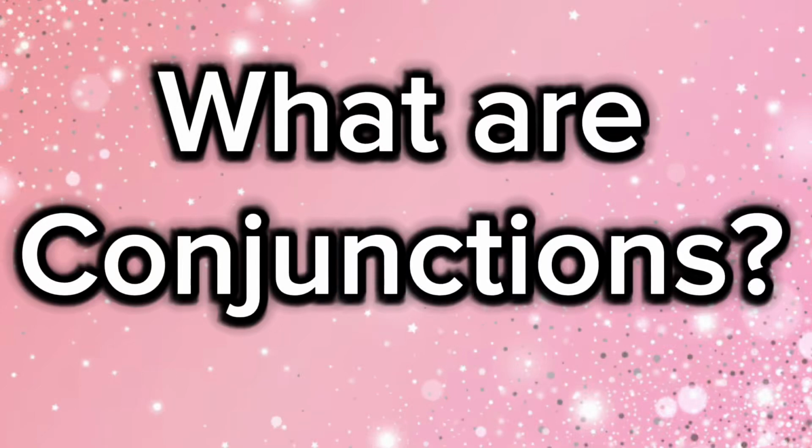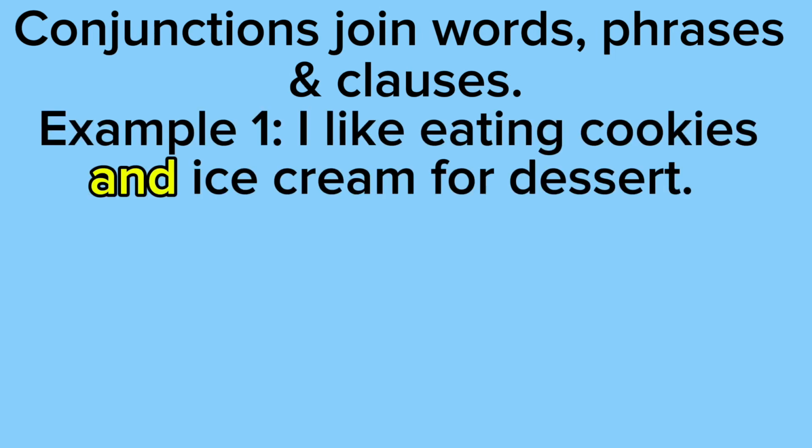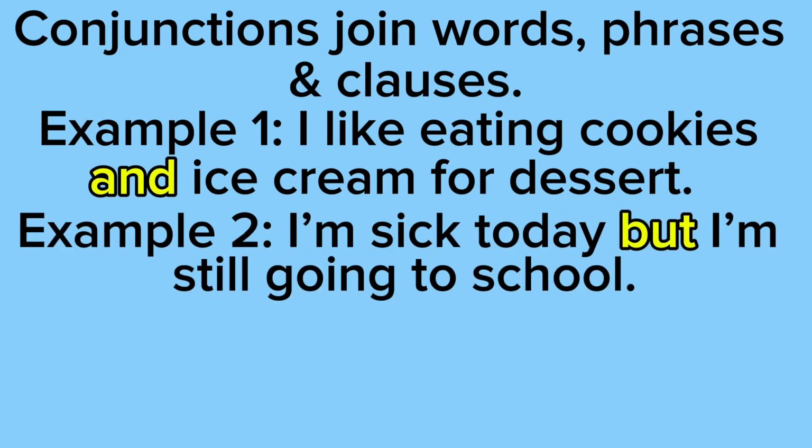In this video, I'll be teaching you about conjunctions. So what are conjunctions? Conjunctions join words, phrases, and clauses. So example 1 says, I like eating cookies and ice cream for dessert. In this sentence, the conjunction and joins the independent clause, I like eating cookies, with the dependent clause, ice cream for dessert.